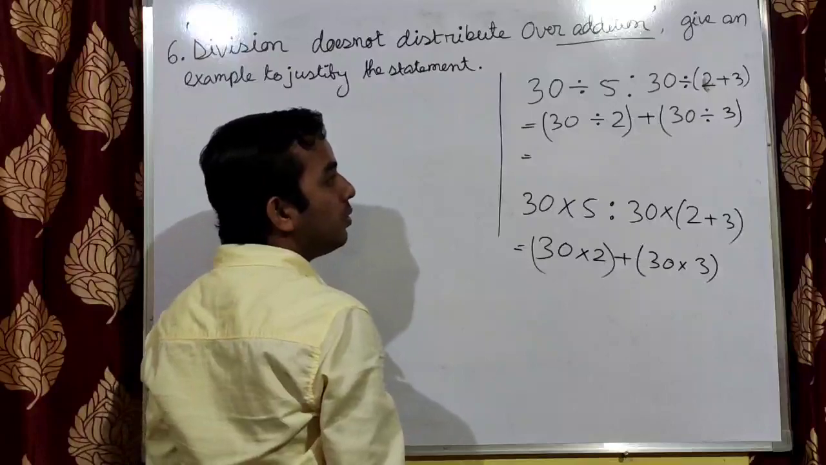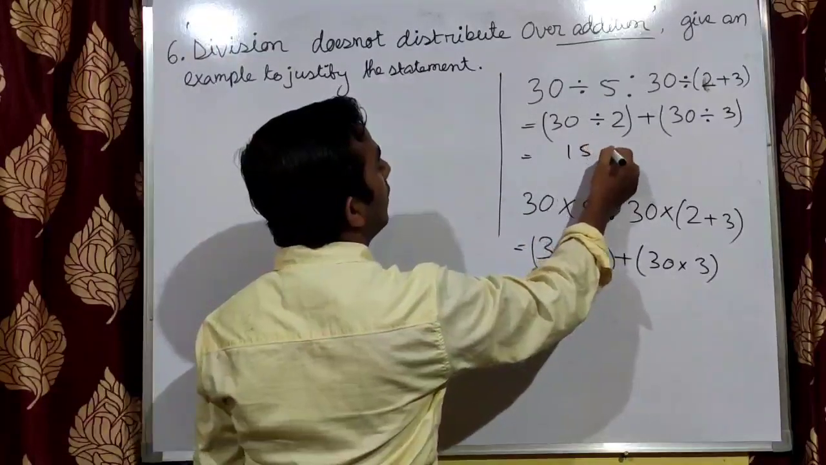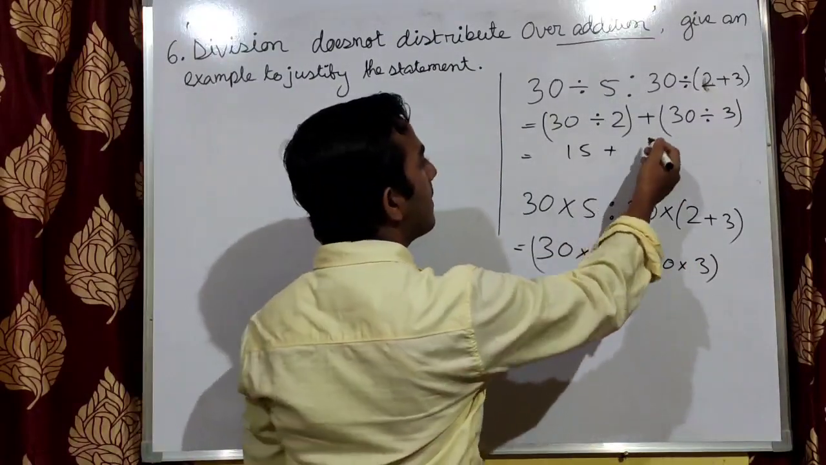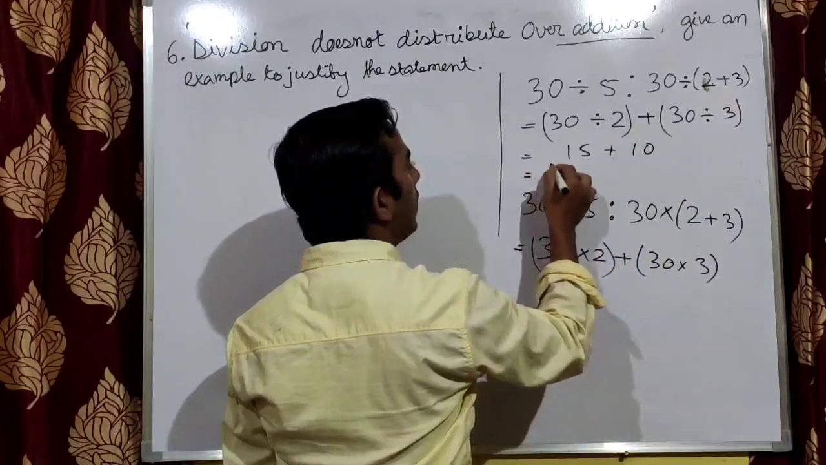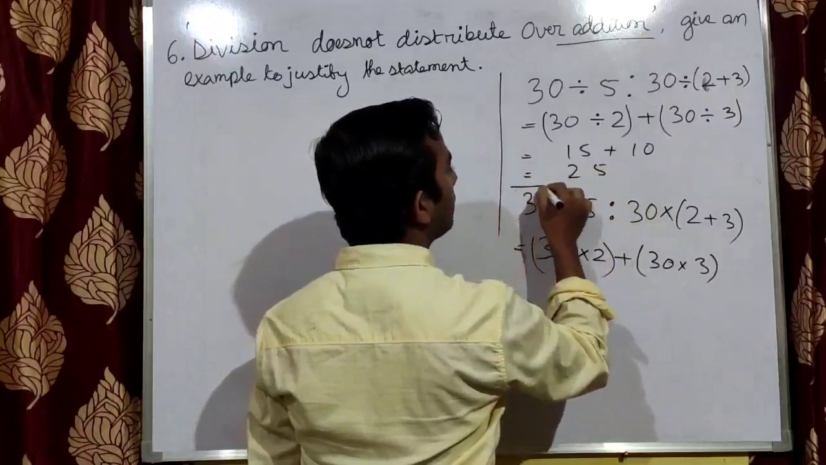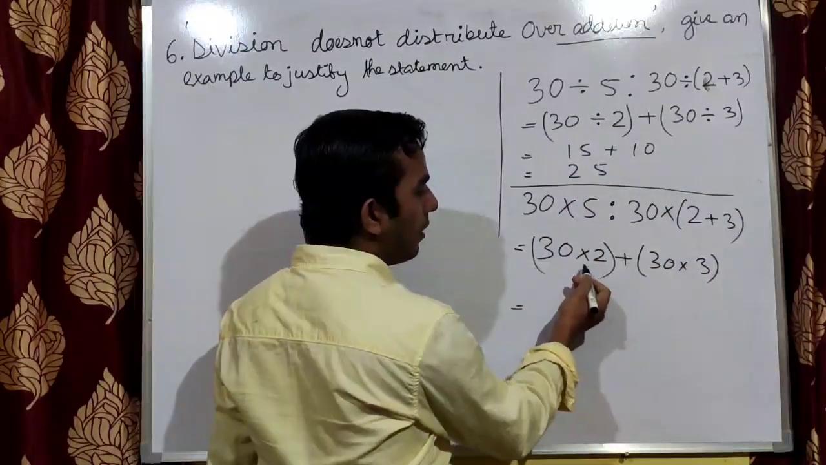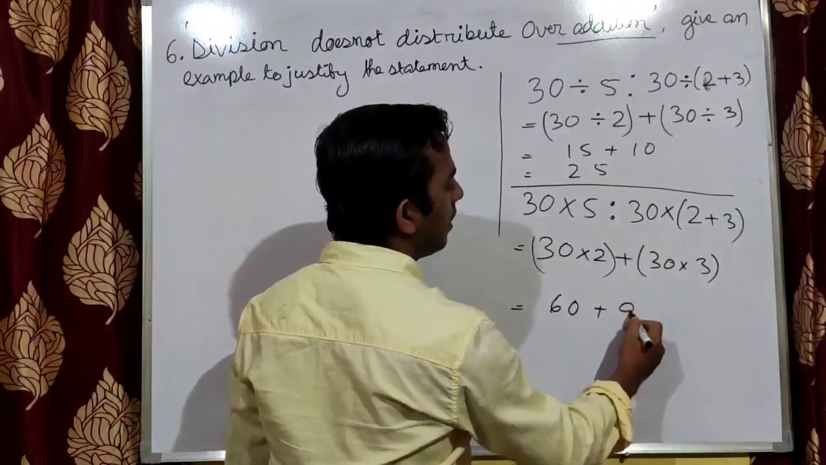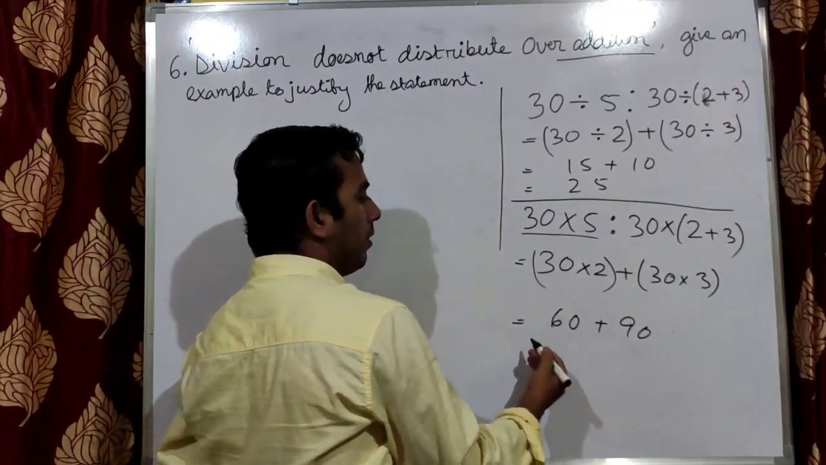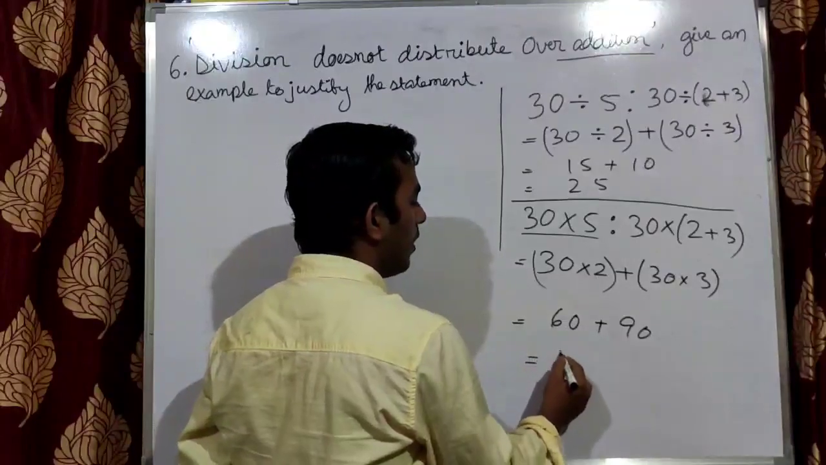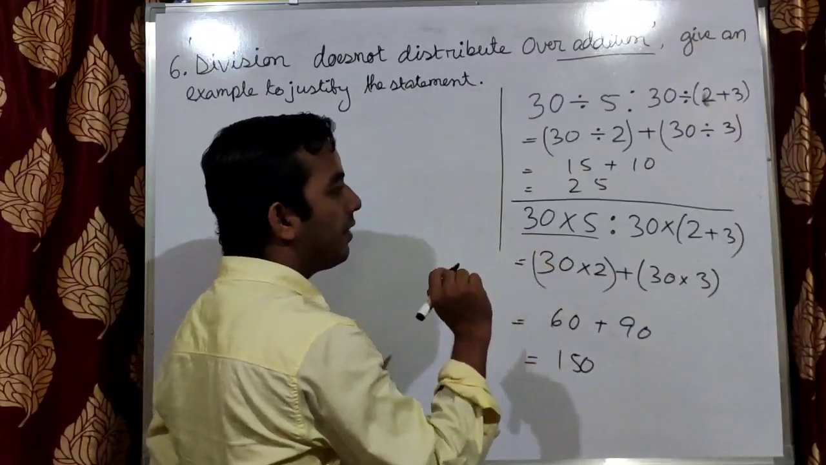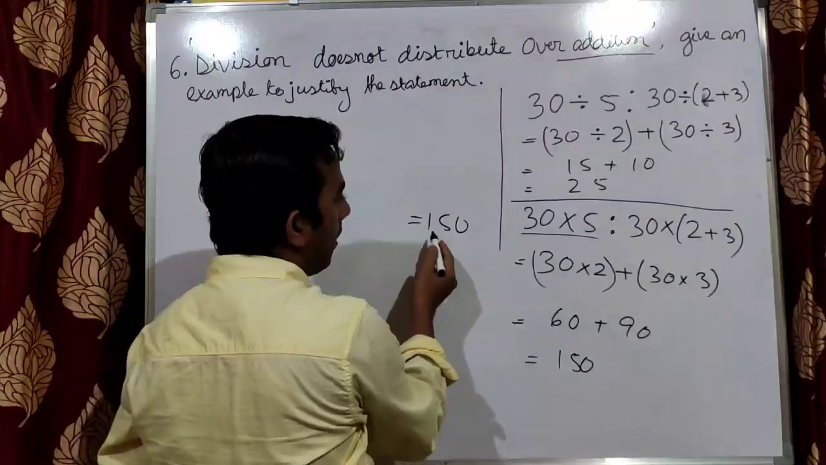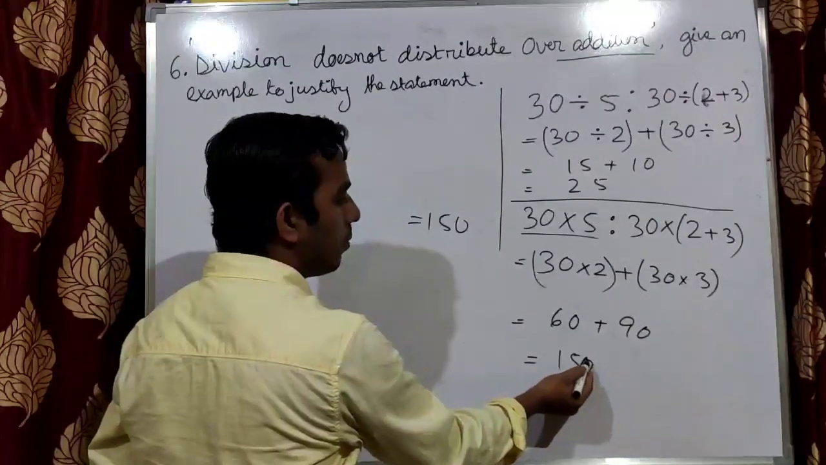Now look at the result. 30 divided by 2 is 15, plus 30 divided by 3 which is 10. If we add 15 plus 10, it will be 25. Clear? For the multiplication case, 30 into 2 is 60, plus 30 into 3 is 90. The sum of 60 and 90 is 150. Now, when we multiply 30 with 5, we also get 150. That means the distributive property of multiplication over addition is possible, right?